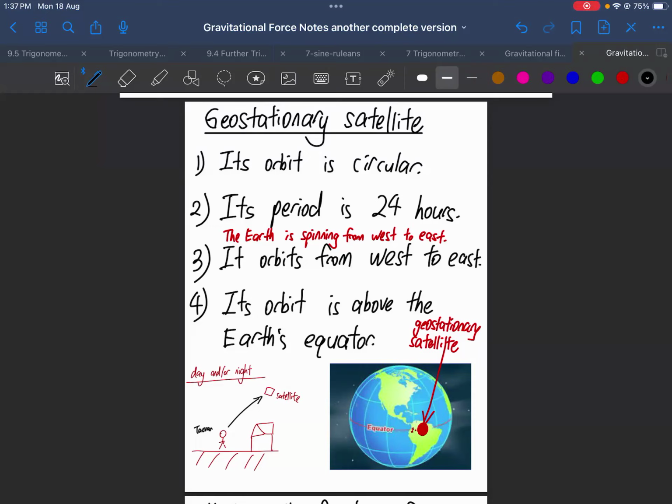And the satellite must be orbiting from west to east, because your Earth is spinning from west to east also. And finally, it must be above the Earth's equator. Okay, 4 conditions for a geostationary satellite. All right, please remember. So you can imagine, if you have a geostationary satellite, the same satellite will always be above the same country, forever.